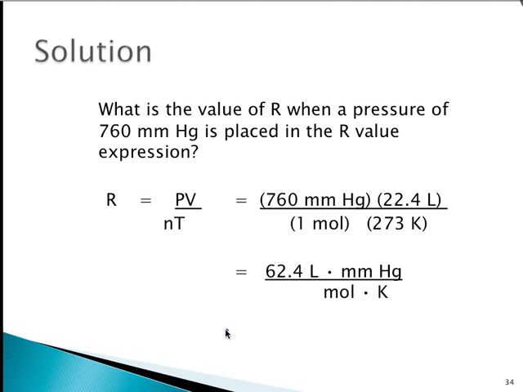If I'm honest, I don't remember this one. I always use 0.0821 liters atmospheres over moles Kelvin. What I do is I just convert everything to liters, to atmospheres, to moles, and to Kelvin, so that I can use the R of 0.0821.